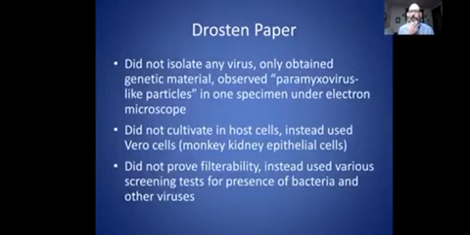So let's look at the Drosten paper. And once again, they did not isolate any virus. They did find, interestingly, particles that look like another virus called paramyxovirus in one specimen, but not in the other specimens. Once again, they did not cultivate any particles in host cells. Instead, they used vero cells again. And once again, they did not prove filterability. So the first 2 papers have not proved any of the criterion yet.